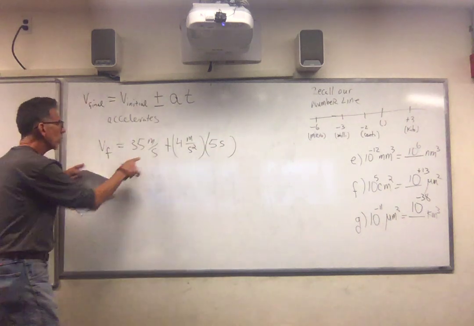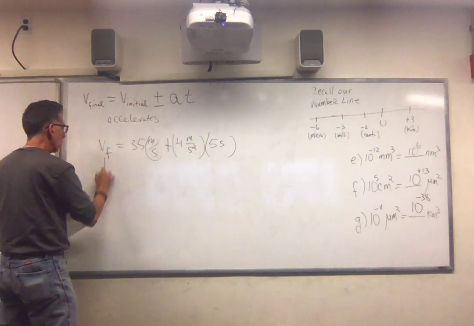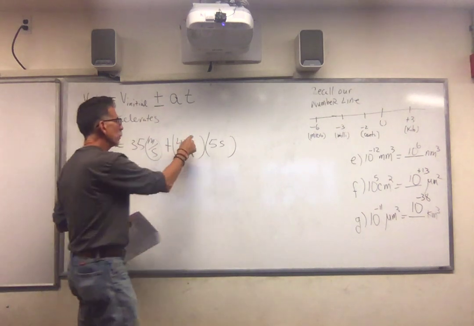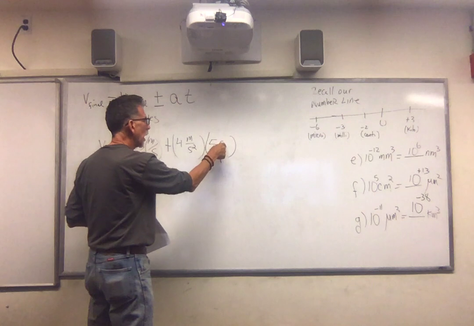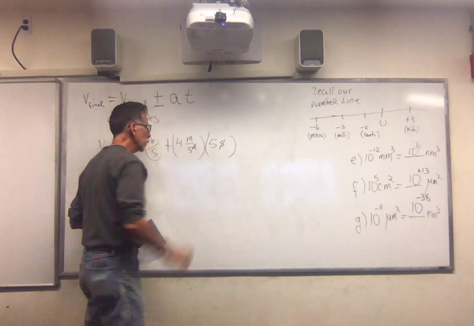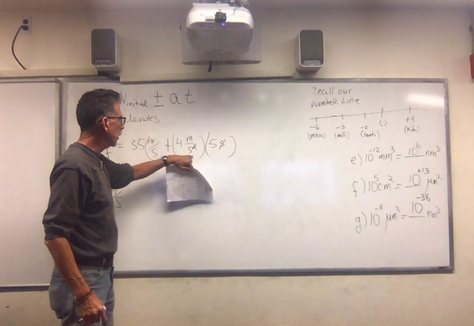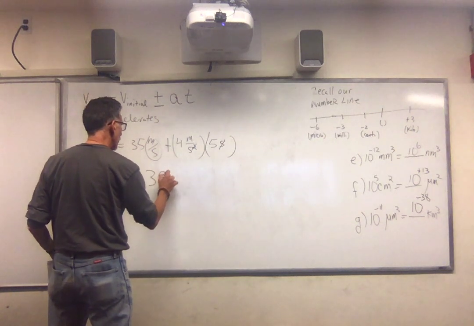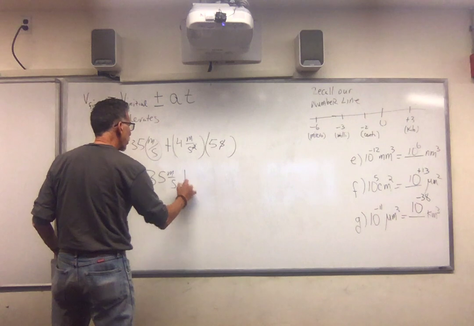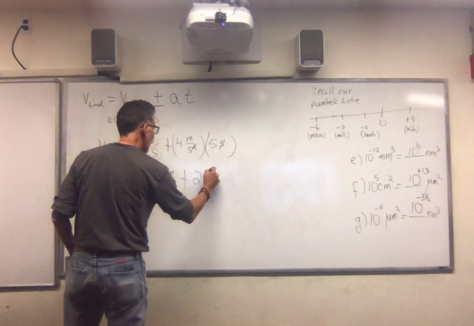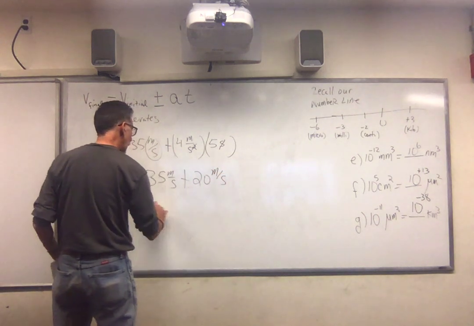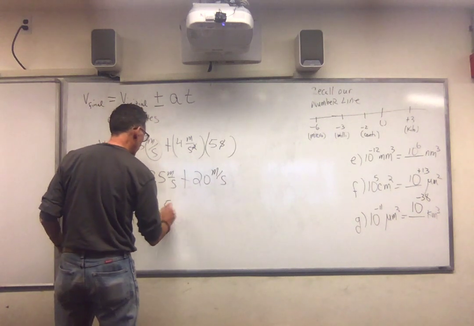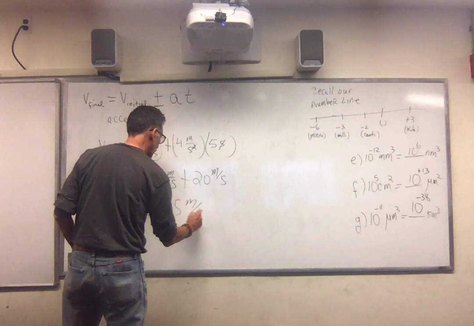Okay, now look at the units, meters per second. V final had better be meters per second. Here we have meters per second squared times seconds. One power of seconds will go out, and we'll be left with meters per second. So we have V final is 35 meters per second plus 20 meters per second. And so our final speed is 55 meters per second.